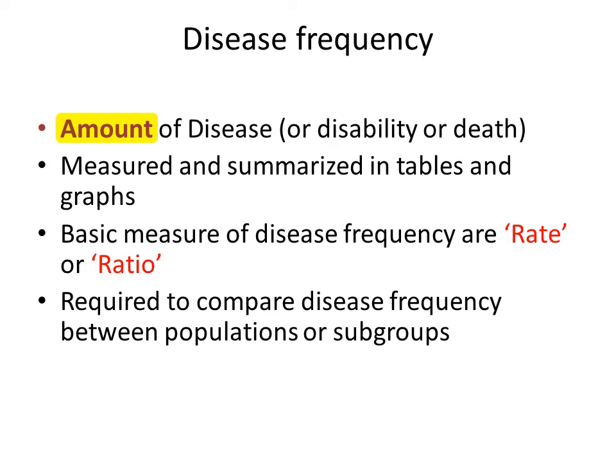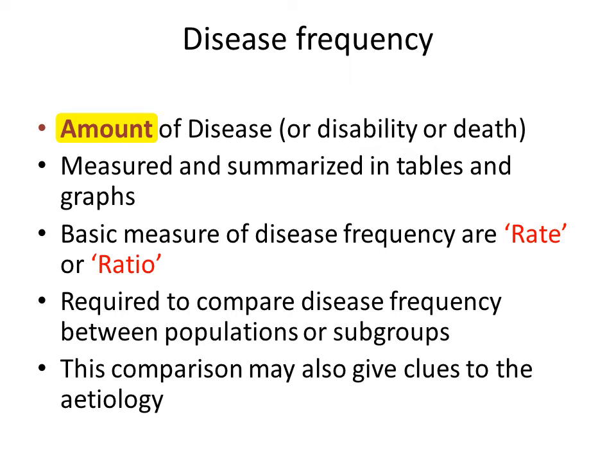Once you know the frequency of the disease or occurrence rate of the disease in different populations, only then can you compare the amount of disease between these populations. By knowing the rates of disease in different populations or in different subgroups of the same population, you can get a clue to the etiology of the disease. Etiology means cause.